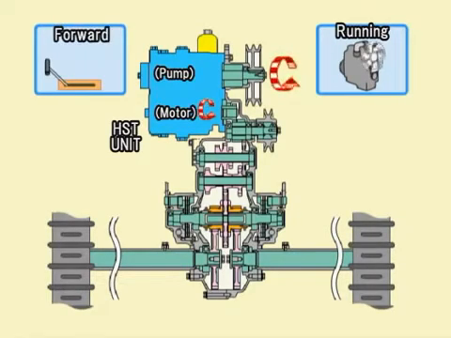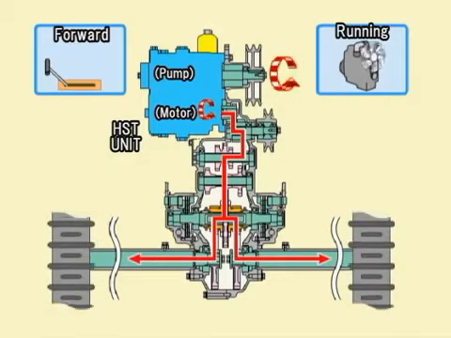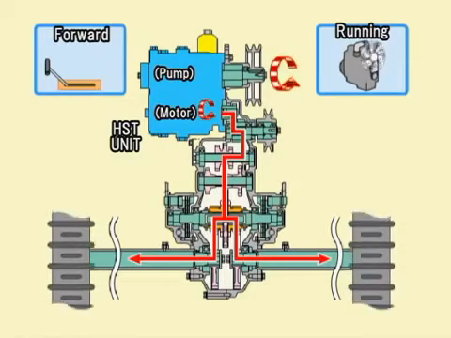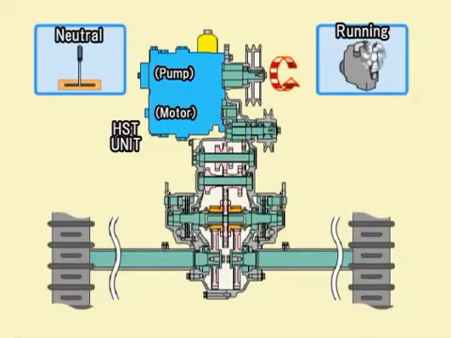When the speed change lever is moved to the forward position, the HST output shaft begins to turn. The gears in the transmission also begin to turn, transmitting power to the final axle. As a result, the motor in the HST begins to operate. When the speed change lever is returned to the neutral position, all of the gears in the transmission stop.